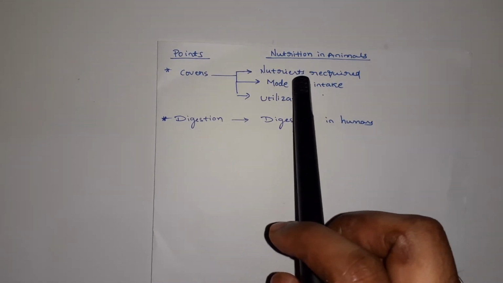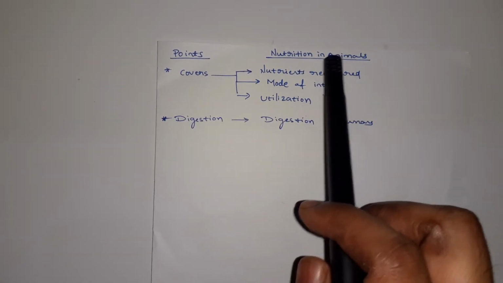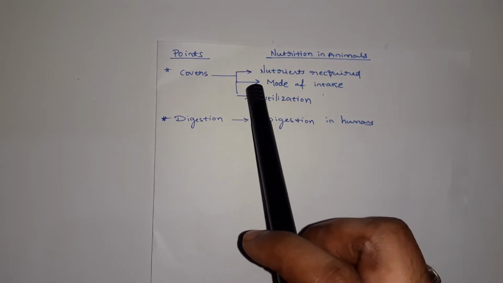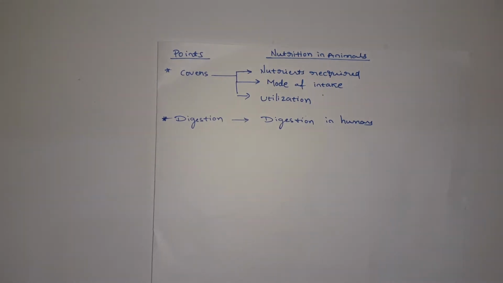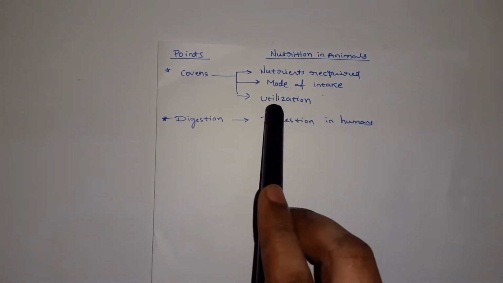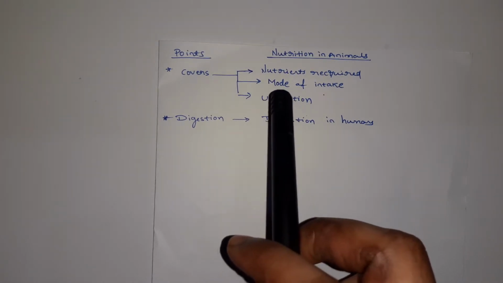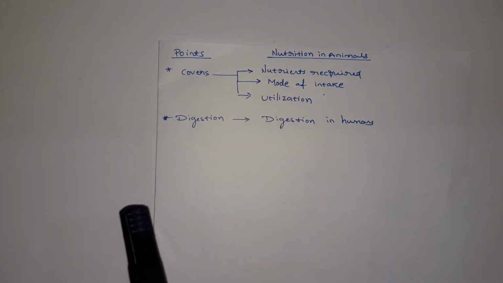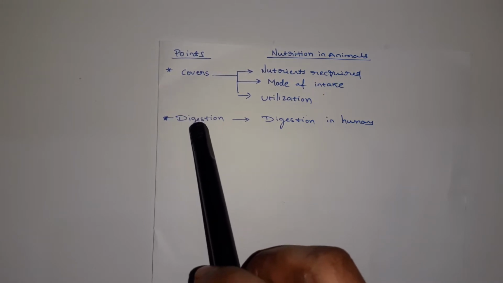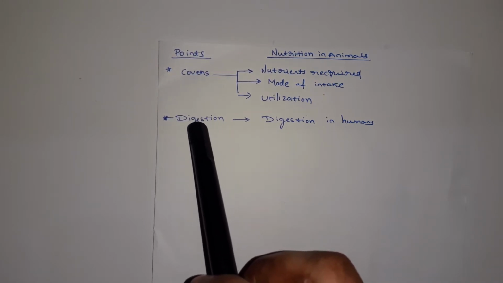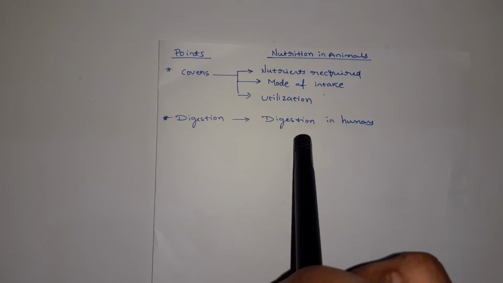It covers, first, nutrients required: what nutrients are required for animals will be covered here. Second, mode of intake: how animals take their food is known as the mode of intake. Then utilization: once the animals take in food, how that food is utilized to get whatever is required from it. The second point in this video is a brief introduction about digestion in humans.